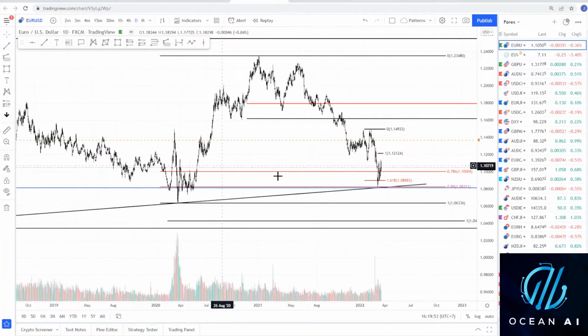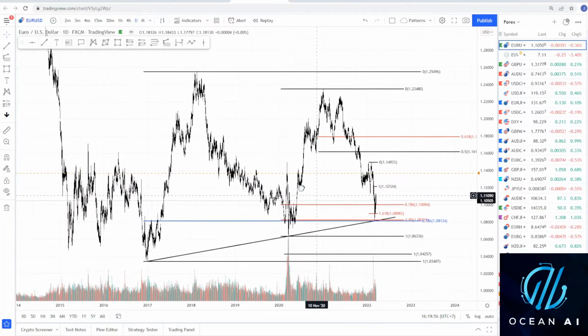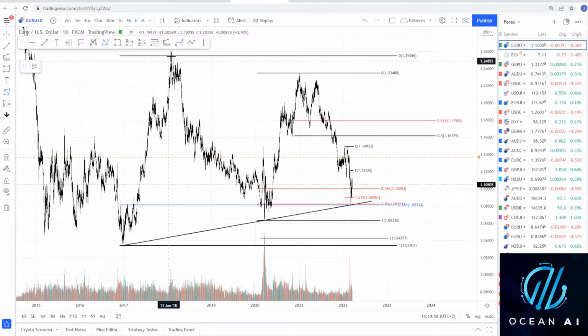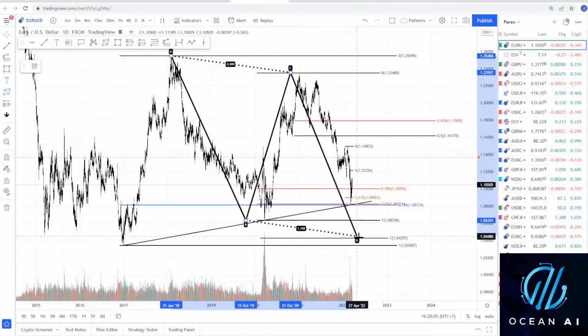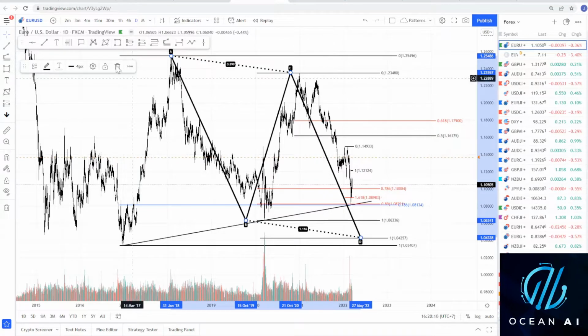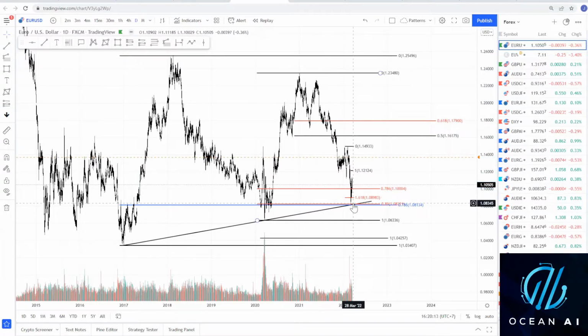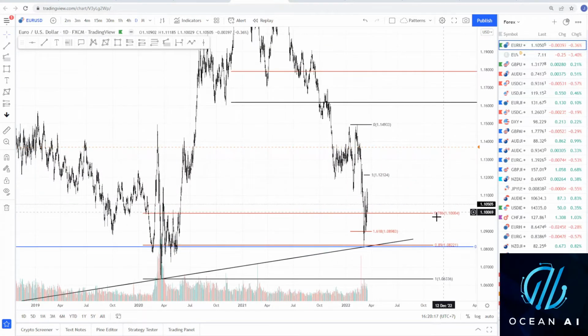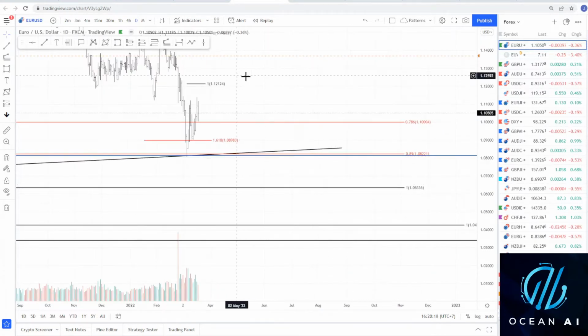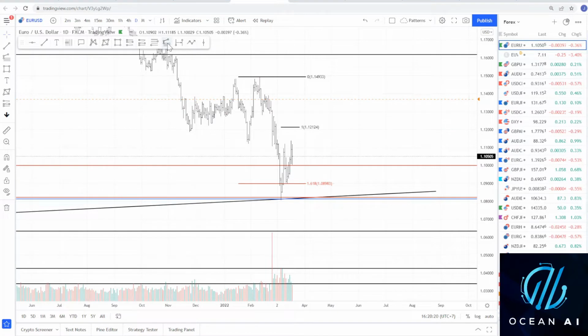We go, so one more move lower would take us, this A, B, C, D, back down to 104. Then we look for a run higher. But if we hold this low here, we could be going a bit higher, but that would give us, go to a 4 hour.